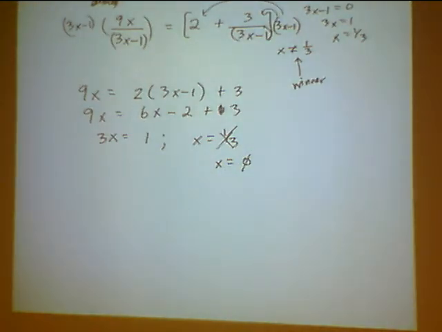All right, so that's an example of why you have to check the domain. Whenever you get a solution, remember to go back, look at the original equation, and make sure the solution is okay.